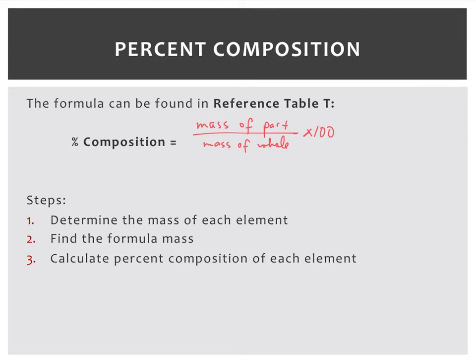First, you need to determine the mass of each element, so let's break it down by each element. Next, you need to find the formula mass of the entire substance. And next, we need to calculate the percent composition of each element. First, we need to find the mass of each part, find the mass of the whole, mass of part over mass of whole, times 100. That gives us the percent composition. Let's employ that in the next few examples.